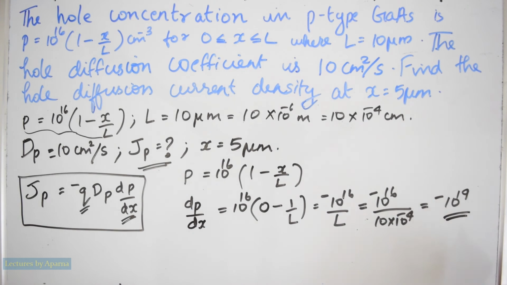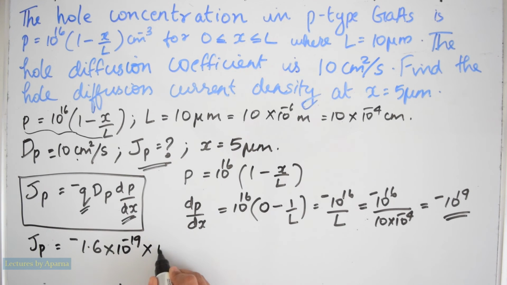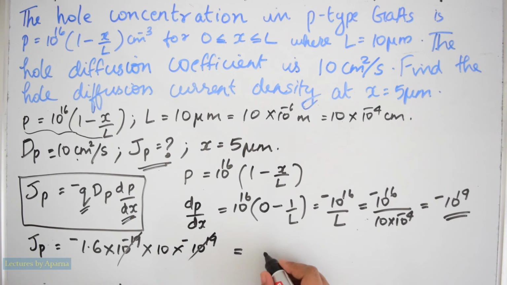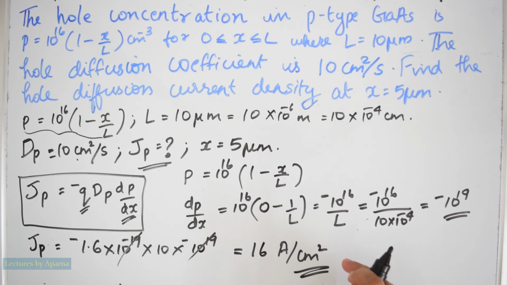Now let's substitute this value into Jp. Therefore Jp will be equal to minus Q, 1.6 into 10 raised to minus 19 coulomb, into Dp, 10, into dP by dx, minus 10 raised to 19, which will be equal to, these two will cancel, 16 ampere per centimeter square. So this is the hole diffusion current density.